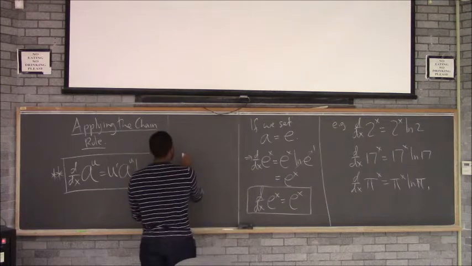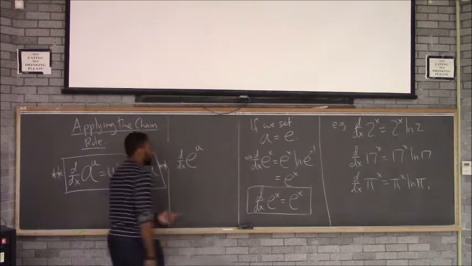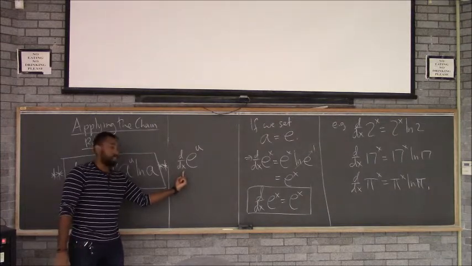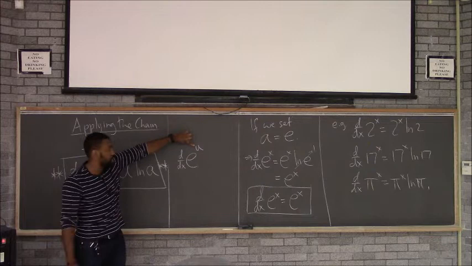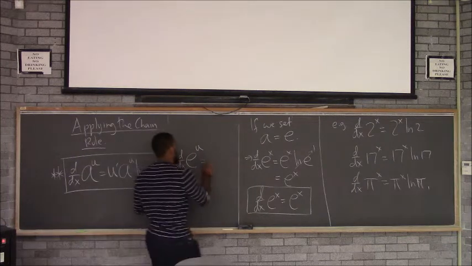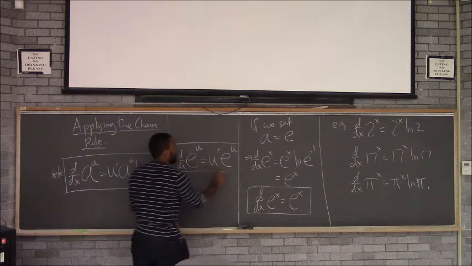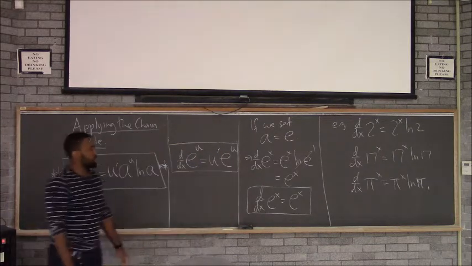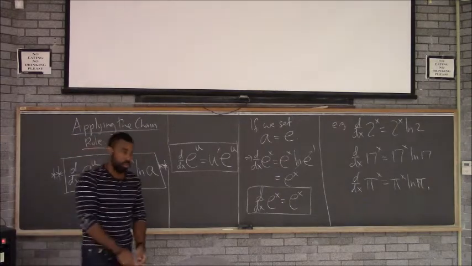And similarly, if I were to ask for d dx of e to the u, so I'm differentiating with respect to x. However, I don't have an x, I have some other function which I call u. This is going to be u prime e to the u. The derivative of an exponential with base e is going to be the derivative of the power times the original function.